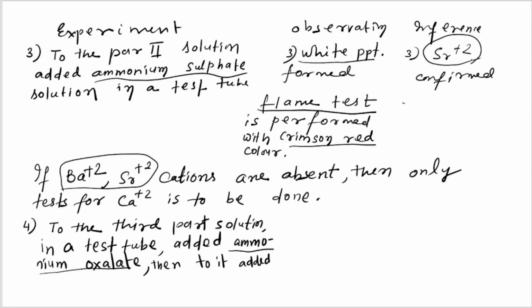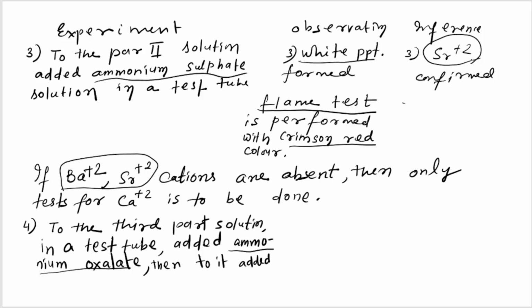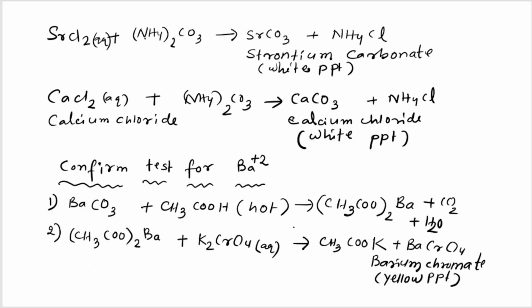Then if both are absent, do the test for Ca+2. Here you add ammonium oxalate and scratch the side of the test tube. A white precipitate is obtained, and Ca+2 is confirmed, and then you get brick red by flame test. What are the chemical reactions? Ammonium carbonate gives all the carbonates: barium carbonate, strontium carbonate and calcium carbonate, all white precipitates.